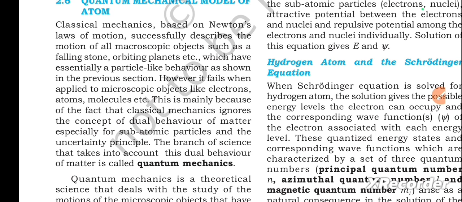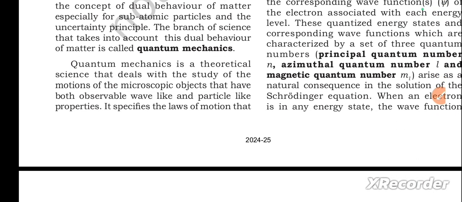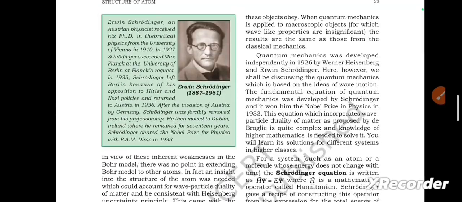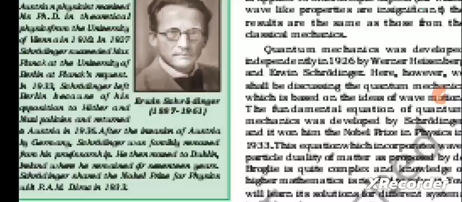The branch of science that takes into account this dual behavior of matter is called quantum mechanics. Quantum mechanics is a theoretical science that deals with the study of the motion of microscopic objects that have both observable wave-like and particle-like properties. It specifies the laws of motion that these objects obey.